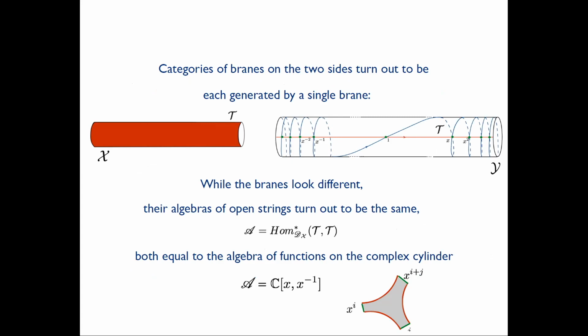On the mirror, it's a D1 brane that runs along the cylinder. Now, these branes look different, but it turns out that the algebra of open strings is the same. The algebra of open strings is the same, and it's simply equal to the algebra of functions on the complex cylinder. On the B branes and X, that's simple to show. On the side of the A branes, you have to do some work to show that the algebra of open strings is just the algebra of functions on the complex cylinder.